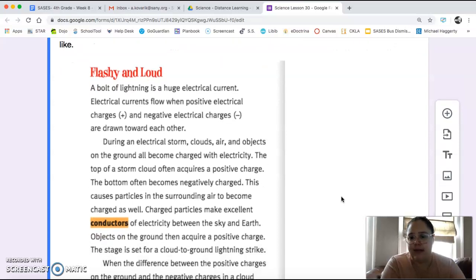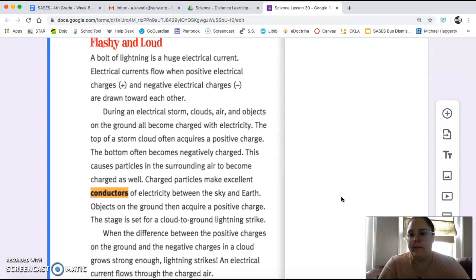So the first passage is called Flashy and Loud. A bolt of lightning is a huge electrical current. Electrical currents flow when positive electrical charges and negative electrical charges are drawn toward each other. During an electrical storm, clouds, air, and objects on the ground all become charged with electricity. The top of a storm cloud often acquires a positive charge. The bottom often becomes negatively charged. This causes particles in the surrounding air to become charged as well. Charged particles make excellent conductors of electricity between the sky and the earth.